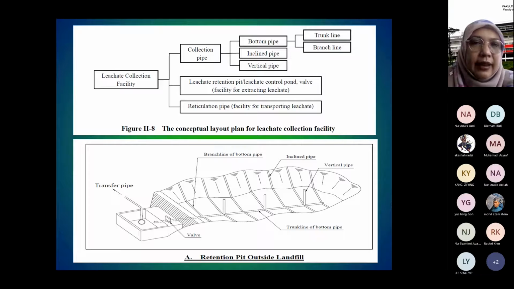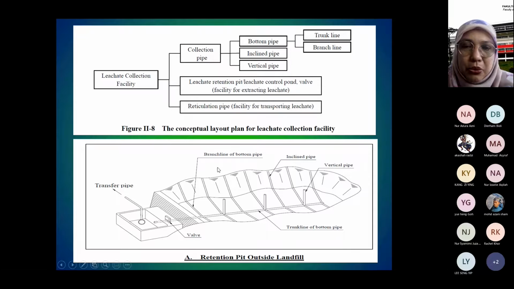And then we also need to consider the leachate retention pit or leachate control pond, and a valve that needs to be provided, a facility for extracting leachate. And then reticulation pipe, a facility for transporting leachate. Reticulation pipe means that after the leachate is collected, there should be a reticulation system that will carry the leachate to the leachate treatment pond.